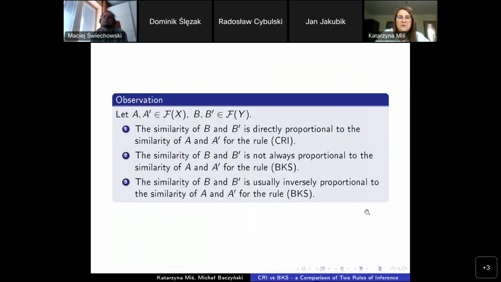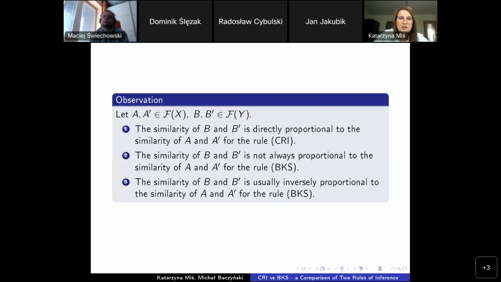So what is our observation for these results? In most cases we can say that the similarity of B and B prime is directly proportional to the similarity of A and A prime for the compositional rule of inference. However, the similarity of B and B prime is not always proportional to the similarity of A and A prime for the Bandler-Kohout subproduct, and usually, not always, it is inversely proportional for this rule.